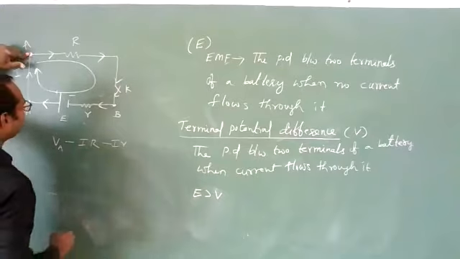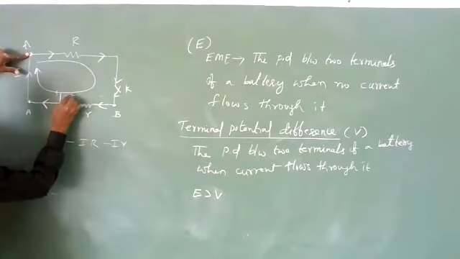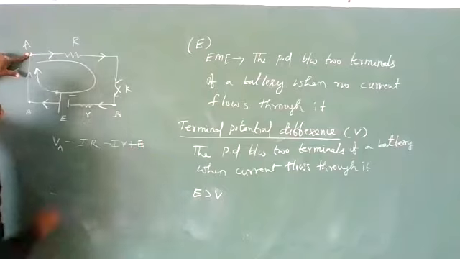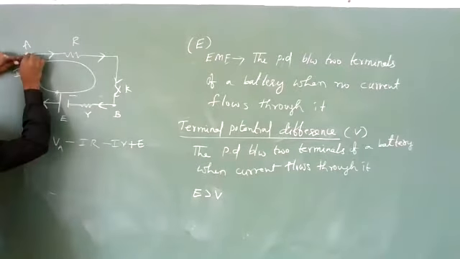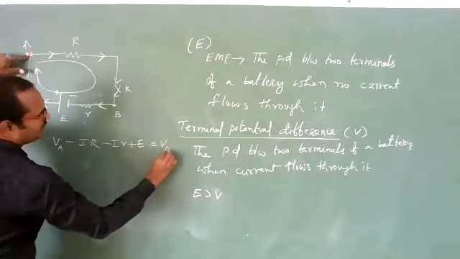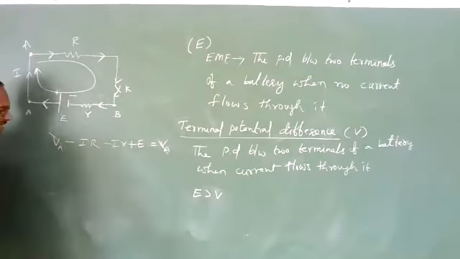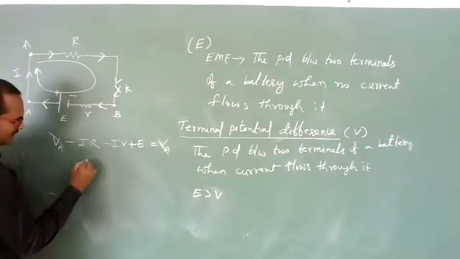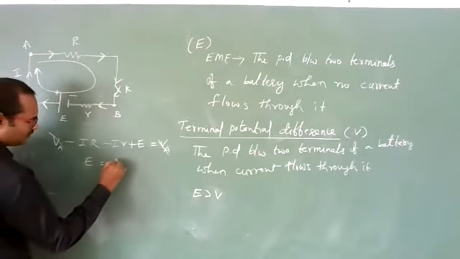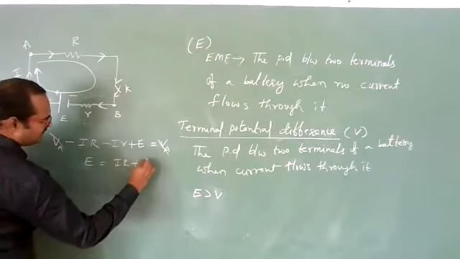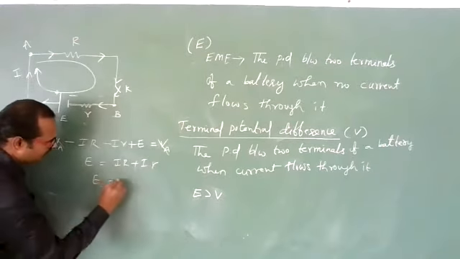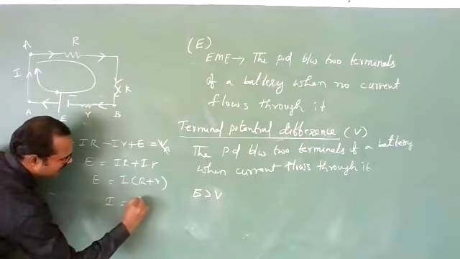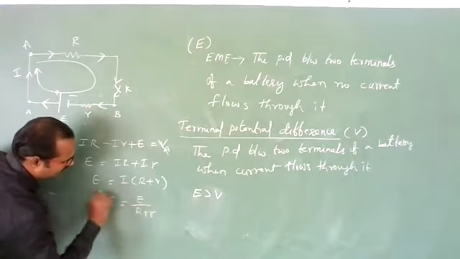Now I am moving from the negative terminal to the positive terminal of a battery. What should happen? EMF gain will be there. Now after that I came back to A, means potential of A cancels out. You will get minus IR minus I small r, so capital E is equal to IR plus I small r. So E is equal to I of capital R plus small r. Then I is equal to E divided by capital R plus small r.